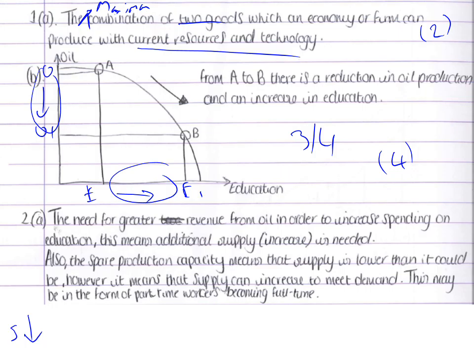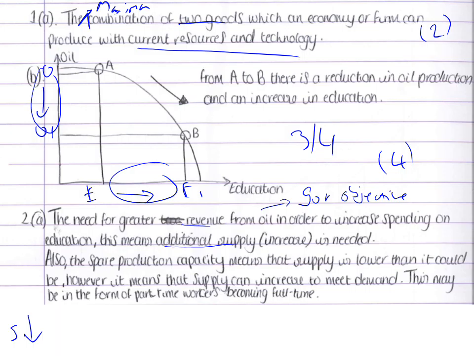So one point we've got here is the need for greater revenue from oil in order to increase spending on education. This means original supply increase is needed. While the first point could kind of be justified, so the need for greater revenue might increase the additional supply, I think it would need this to talk about government policy or government objectives. So it's the objective of providing education while reallocating money away from oil.